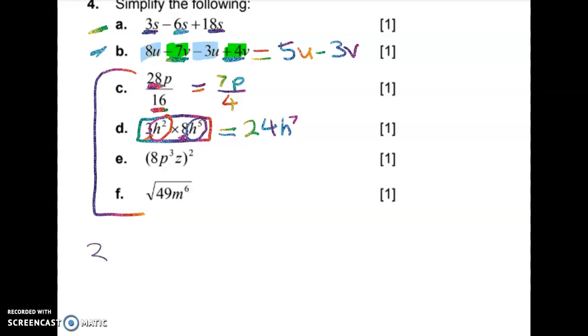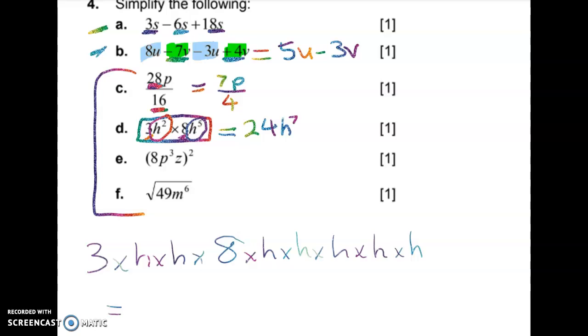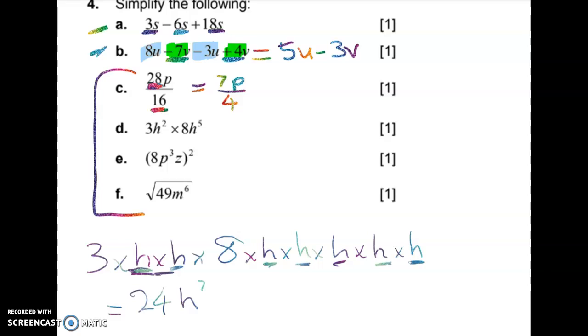But the 3h squared means 3 times h times h. And then the times the 8h to the power of 5 means 8 times h times h times h times h times h. This is getting boring, so you can see we want a rule to do this simply. Now 3 times 8 we know is 24. And then this is h times h times h times h times h times h times h, and you can see I've multiplied h by itself 7 times. So we get our answer 24h to the 7. But the simple way to do that is to recognize this rule that when the bases are the same, we simply add the powers. Right, we'll put that back in again. So it's 24h to the 7.